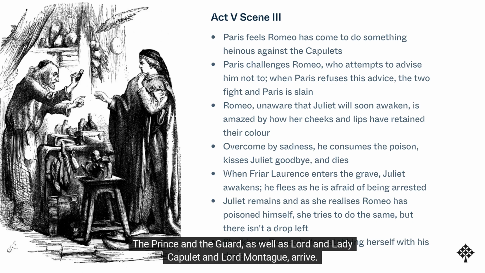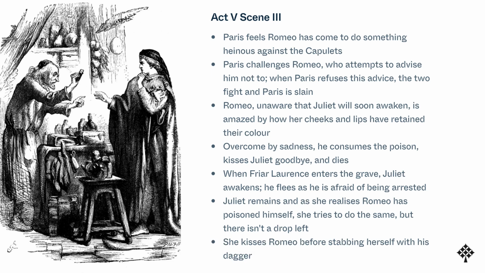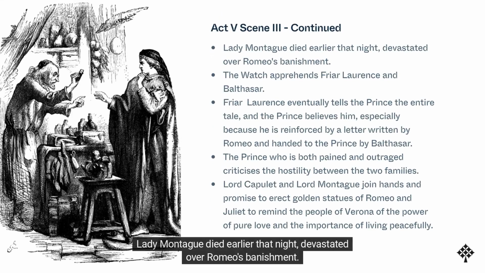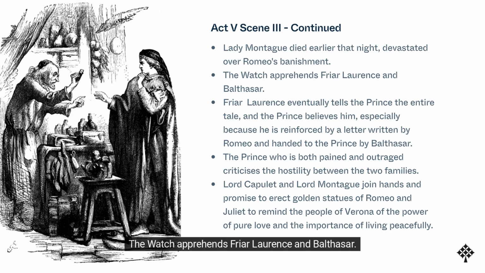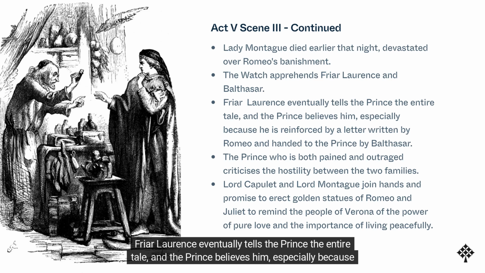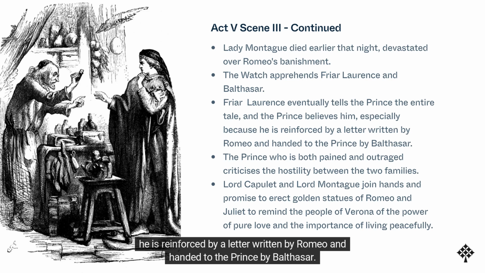The prince and the guard, as well as Lord and Lady Capulet and Lord Montague, arrive. Lady Montague died earlier that night, devastated over Romeo's banishment. The watch apprehends Friar Lawrence and Balthasar. Friar Lawrence eventually tells the prince the entire tale, and the prince believes him, especially because he is reinforced by a letter written by Romeo and handed to the prince by Balthasar.